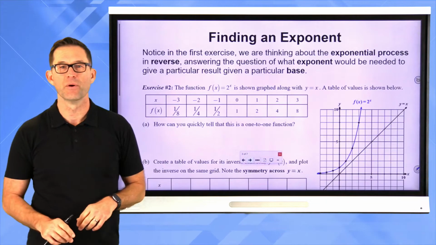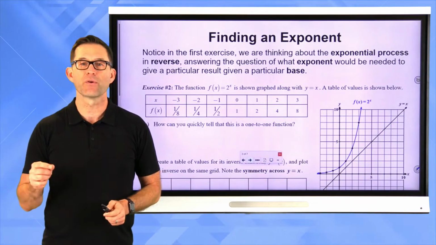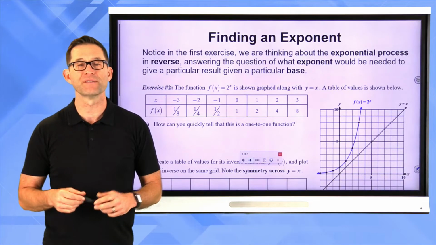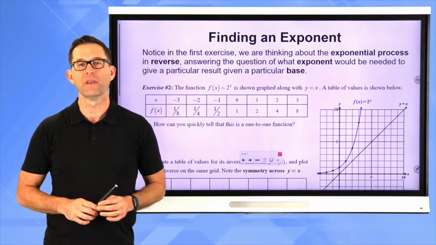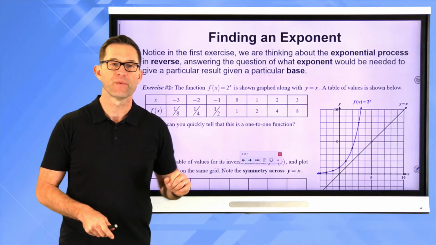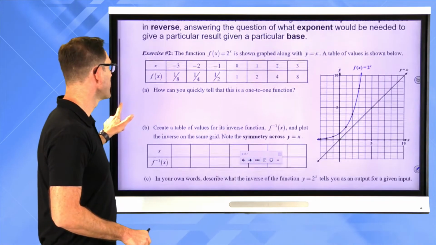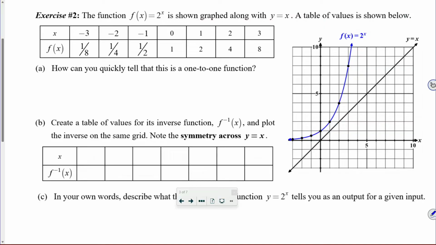Let's get into this a little bit more deeply. Finding an exponent. Notice in the first exercise, we are thinking about the exponential process in reverse, answering the question of what exponent would be needed to give a particular result given a particular base. Let's take a look at this from a function perspective now. Exercise number 2. The function f of x equals 2 to the x is shown graphed along with y equals x. A table of values is shown below.